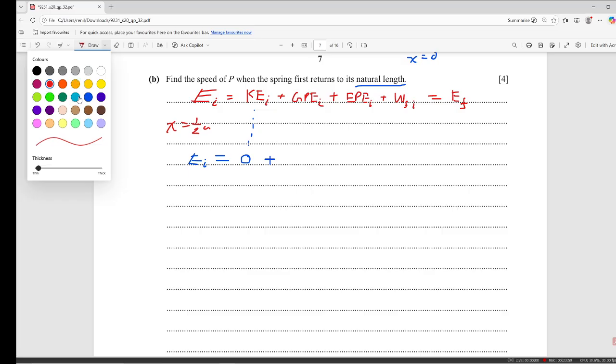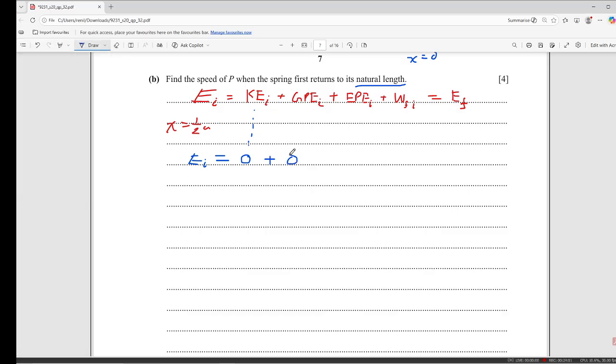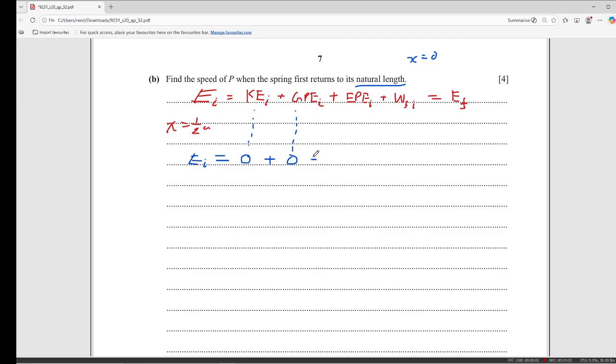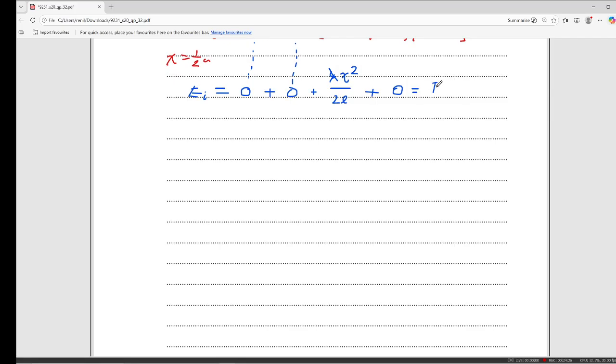Yeah, and according to this, we're going to say that it has 0 GPE as well. Elastic potential energy is modulus x square by 2L. I will write the formula. I like saying modulus instead of lambda, but I don't know why. And work done by friction, since there is no mention of any friction, we're going to say that's 0. So let's solve this. And this is equal to the energy when x equals 0. Okay, now let's solve.